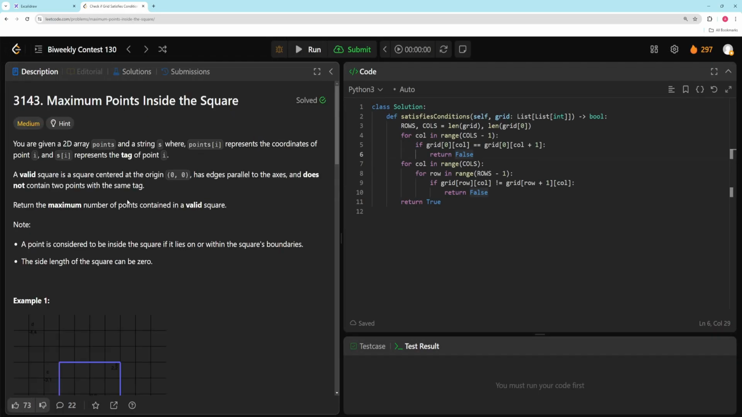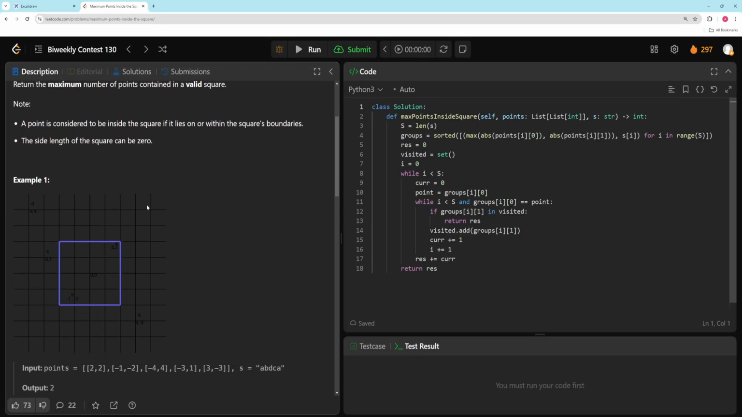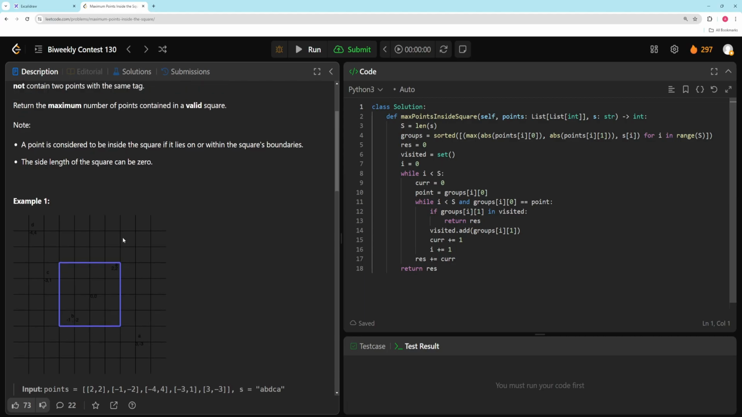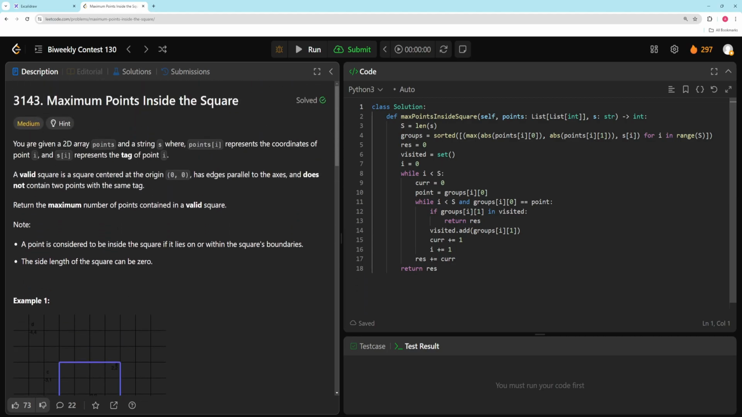And let's go to the next one. So this one was kind of cool, actually. So in this one, you basically have to recognize, so in this one they said you have a 2D array points and a string s where points[i] represents the coordinates of a point and s[i] represents the tag.